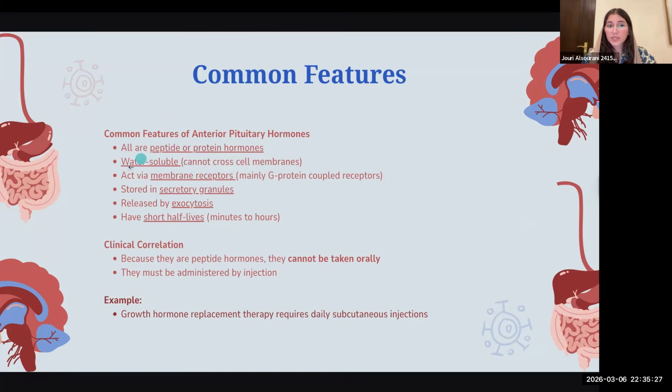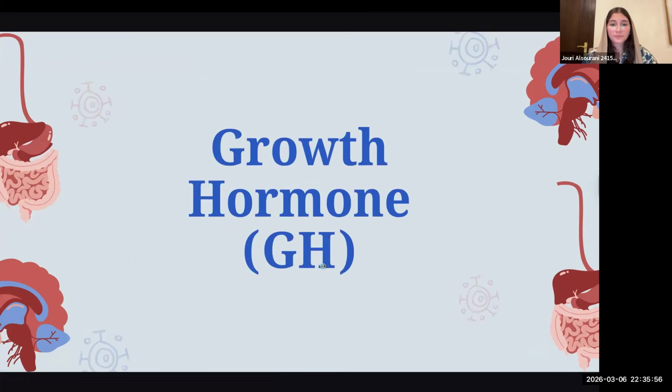So that's why normally when we give someone more of these pituitary hormones, it is done through injection, okay? They cannot cross cell membranes because they're water soluble. They act via membrane receptors, mainly G protein coupled receptors. They're all going to be stored in secretory granules and then released via exocytosis. And all of them have very short half-lives, so within minutes to hours, and then they're gone, okay? Like I said, growth hormone, we need to do it through injections because we cannot take it orally.